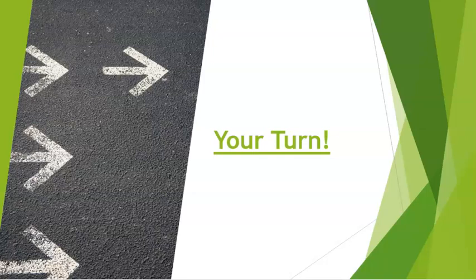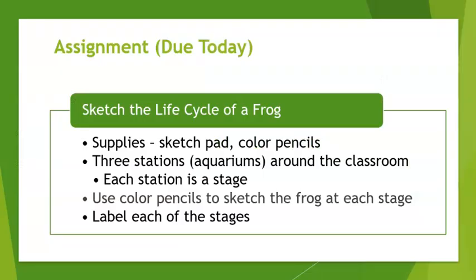So now, it's your turn. Your assignment that is due today is to sketch a life cycle of a frog. Your supplies, you will need your sketch pad and your colored pencils. There are 3 stages around the classroom, and each station is a stage. So you need to use your colored pencils to sketch the frog at each stage. And lastly, I need you to label each of the stages. And remember, this assignment is due today.